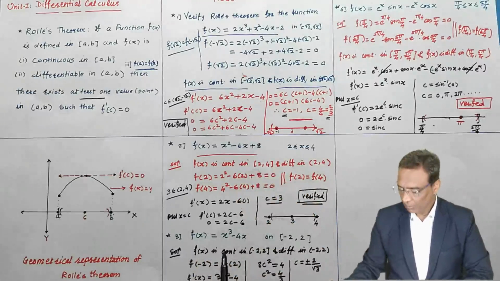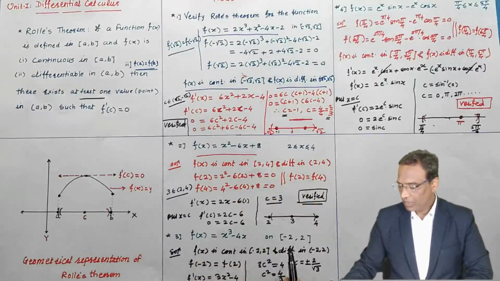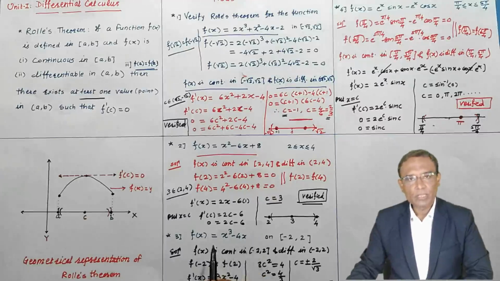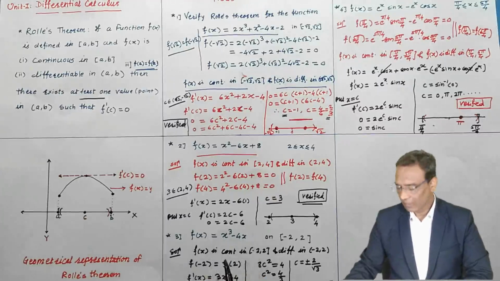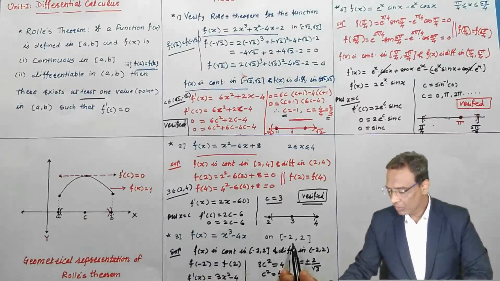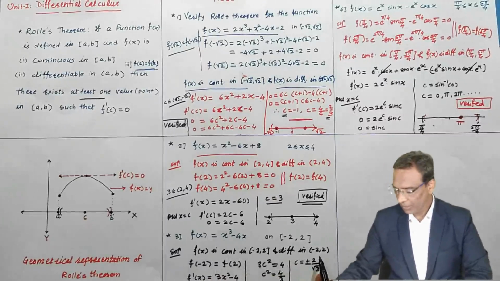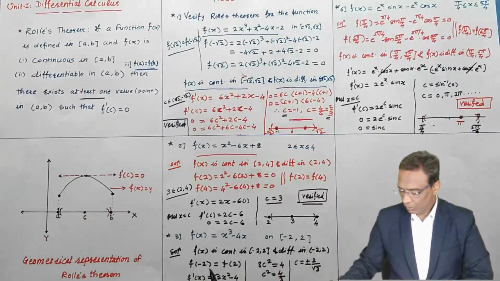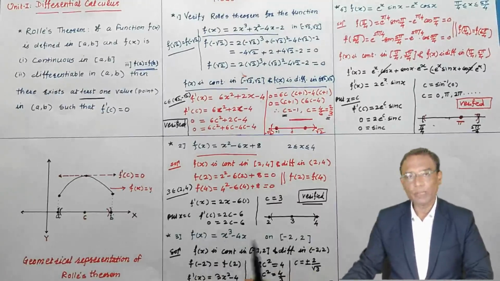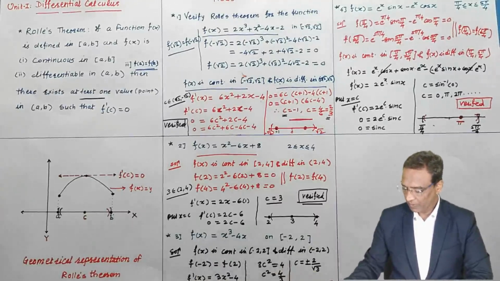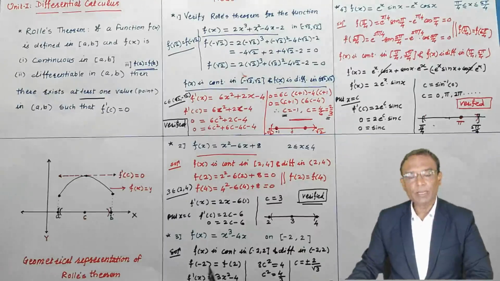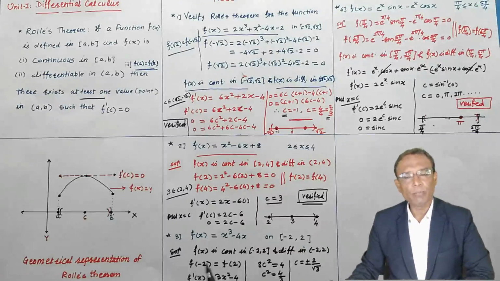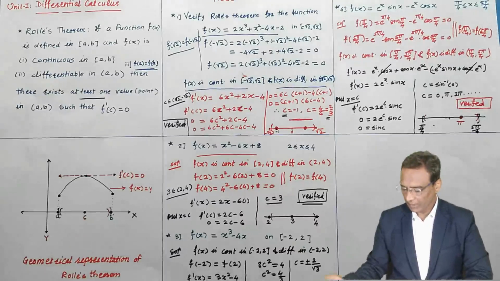Now, similarly, the third problem. This is the function, this is the interval. This is a polynomial function. Since the function is polynomial, you can directly write that the function is continuous in the closed interval and differentiable in the open interval. F of -2 and f of 2 you can find by putting x equal to -2 and x equal to 2 respectively, and you will get the values of f of 2 and f of -2, and they are the same. I have written it directly.